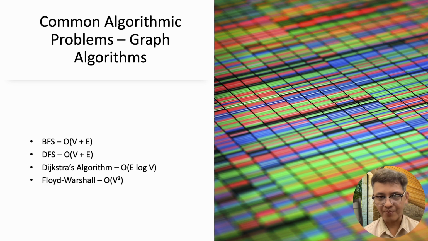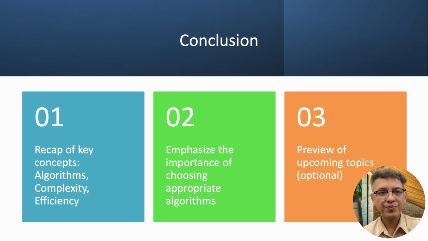Floyd-Warshall algorithm. This finds the shortest path between all pairs of nodes. It's more complex but useful in systems where you need every possible distance pre-computed, such as airline scheduling systems. Graph algorithms are powerful tools that help solve real-world problems involving connections and relationships.